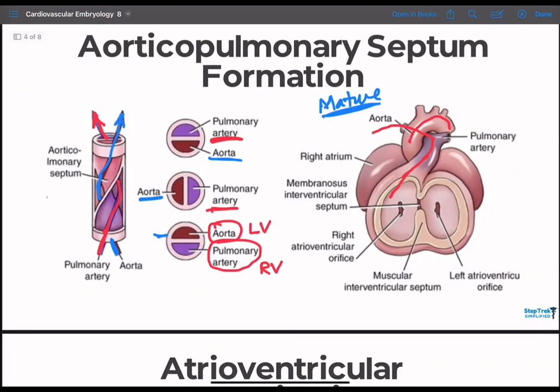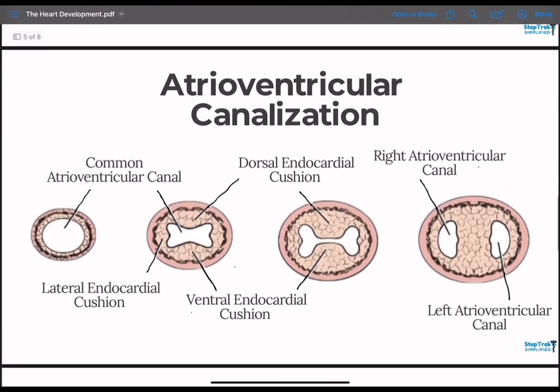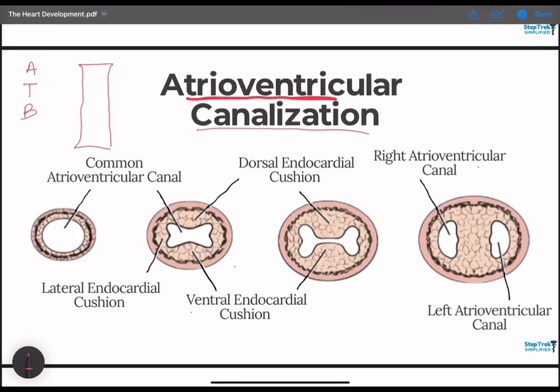Then we have atrioventricular canalization. After the formation of the endocardial tube, the structures from top to bottom are ATB, PPS. At the top we have the aortic sac, then the truncus arteriosus, then the bulbus cordis, primitive ventricle, primitive atrium, and at last the sinus venosus. If we cut this endocardial tube and look at the transverse cross section, we will have this view. We have a common atrioventricular canal.